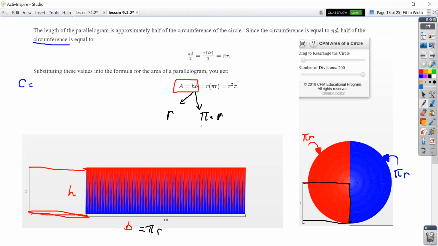So when we put them together, we have the formula of the area is pi times radius times radius, not radius times 2, but radius times radius. Radius times radius is the same thing as radius squared. Okay, there we go. All right, moving on.